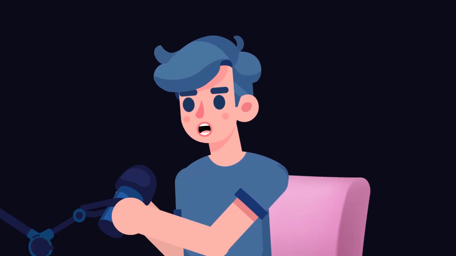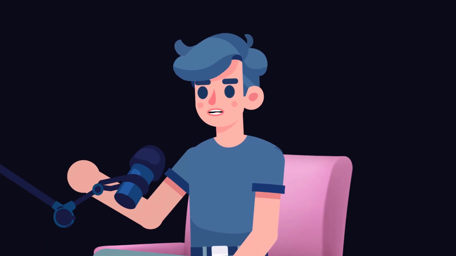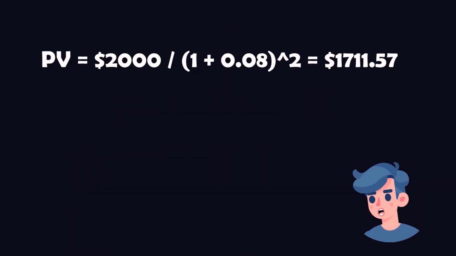Question 1. If you are expected to receive $2,000 in 2 years and the discount rate is 8%, what is the present value of this future cash flow? Answer. Using the formula PV equals $2,000 / (1 + 0.08)^2, we find the present value to be $1,711.57.